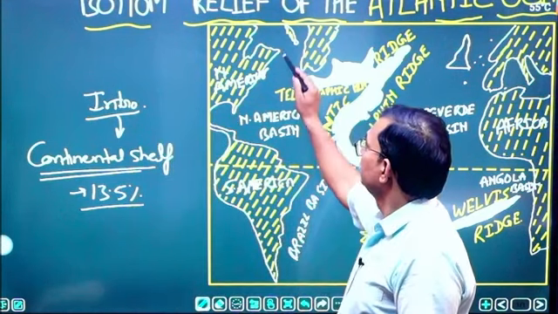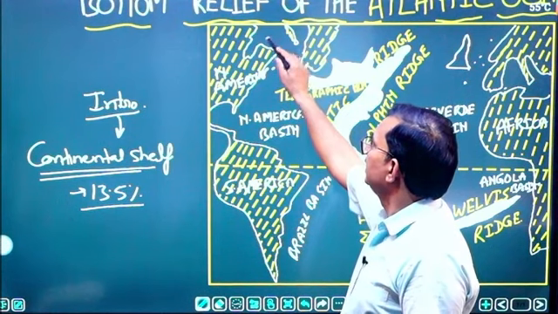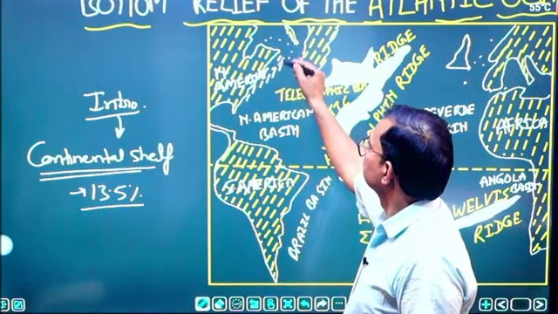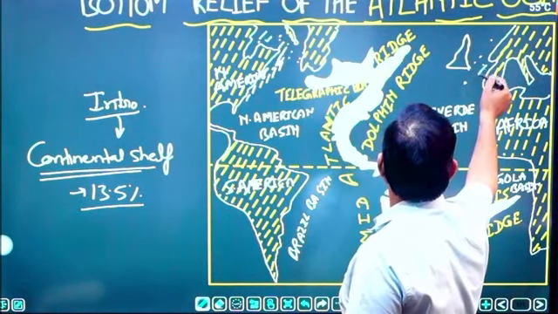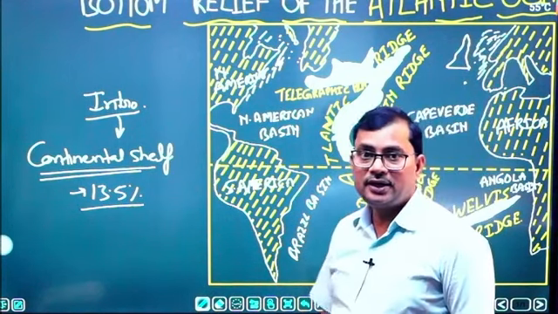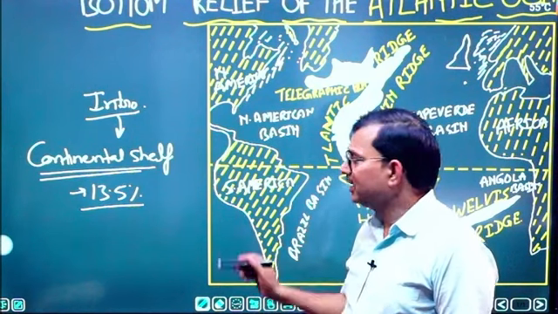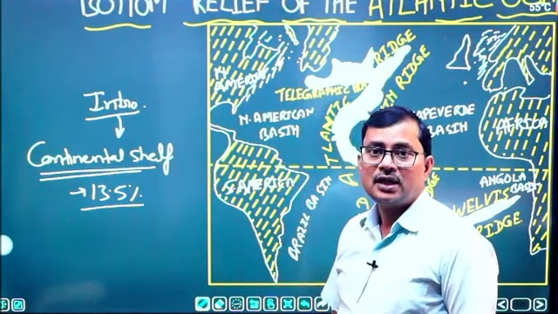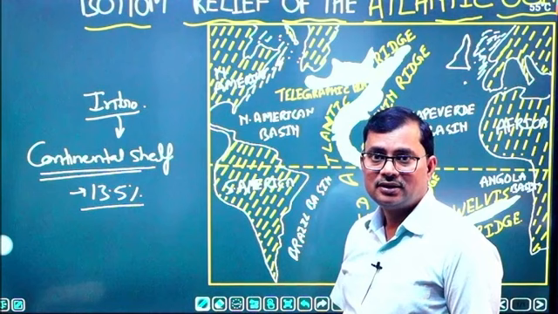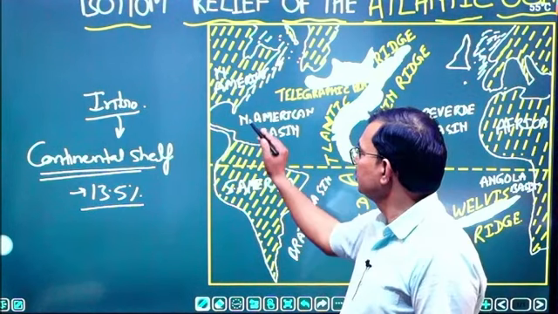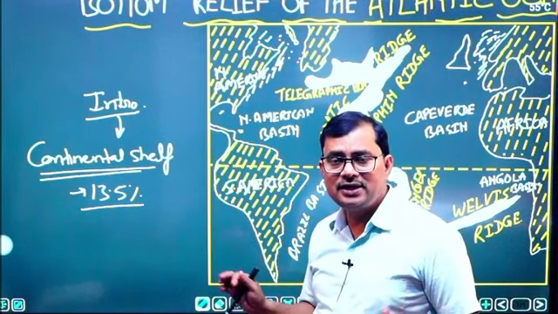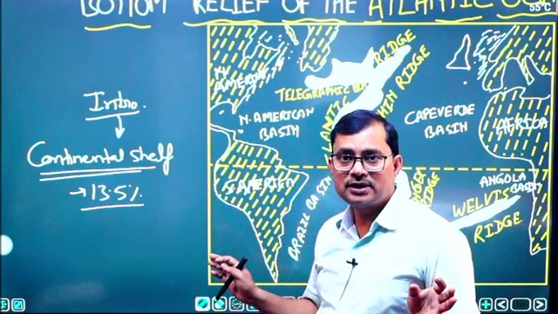Near the coast of Canada and near the coast of Greenland, wide continental shelves are found in this area. Clear? And not only in this area, but also near the southeastern part of North America or the USA, in the Caribbean Sea and the Gulf of Mexico. This is the Caribbean Sea, the Gulf of Mexico, and this is the Caribbean Sea. In this area wide continental shelves are found.